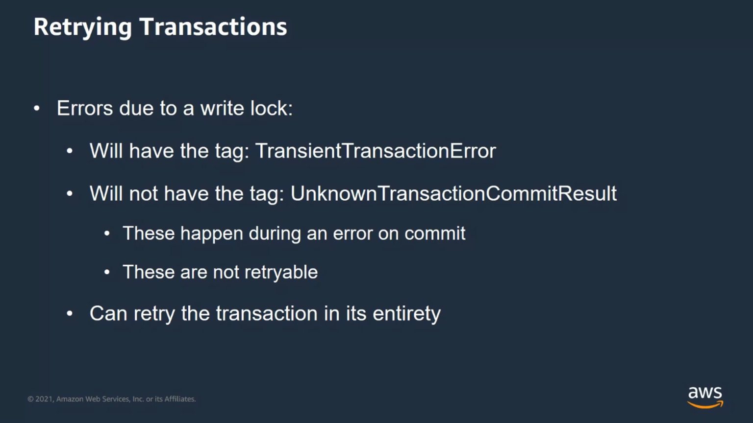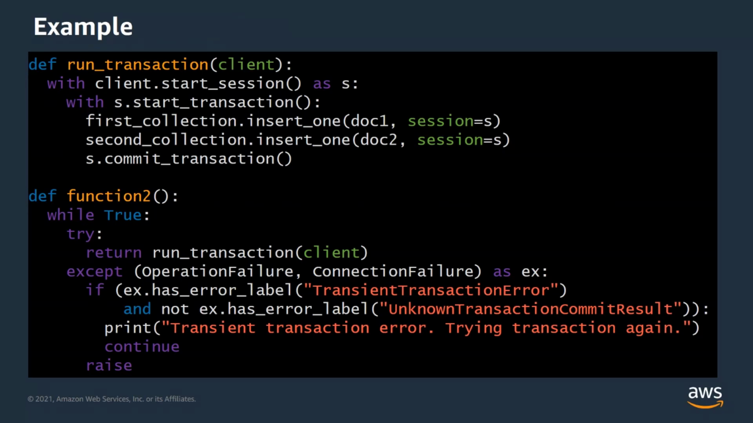So let me ground that in some code. So here's a silly little example, again, very much like the one that we started with way back at the beginning. And what we see is this first function at the top called run transaction, which will start a session, start a transaction on that session, do the same two inserts, and then commit, okay? So we're not going to do that in a try block. We'll do that in a try block in this function 2. So function 2 will come on in, it'll try to run the transaction. If everything works great, then we return the result and we're good to go, and function 2 finishes.